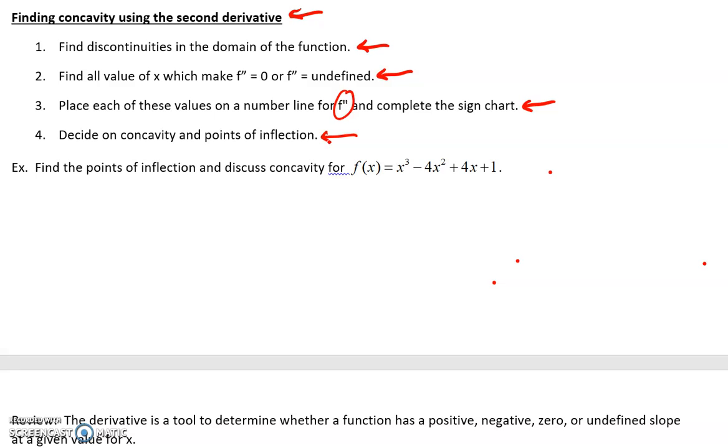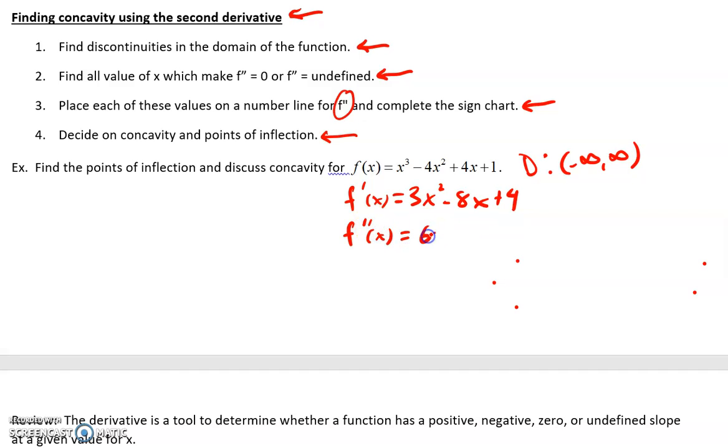Now, if you look at this function I gave you, to find its concavity and points of inflection, the first thing we do is state the domain, and since there are no red flags, the domain is negative infinity to positive infinity. Now I take the first derivative, which is 3x squared minus 8x plus 4, and I keep going into the second derivative, which is just 6x minus 8. If I set this second derivative equal to 0, I get 6x minus 8 equals 0, so x equals 4 over 3.